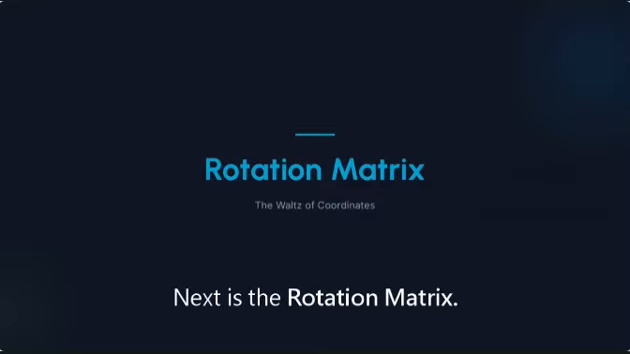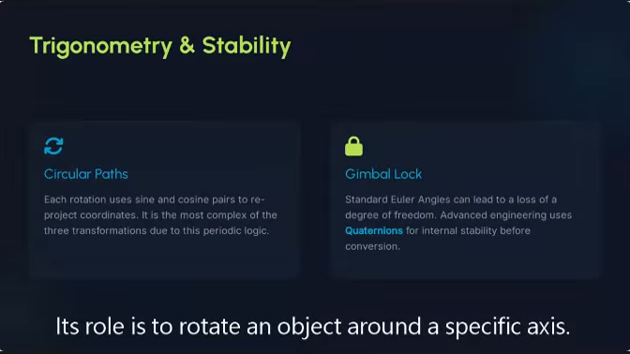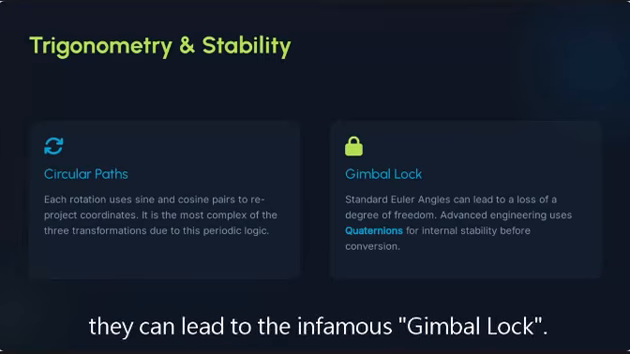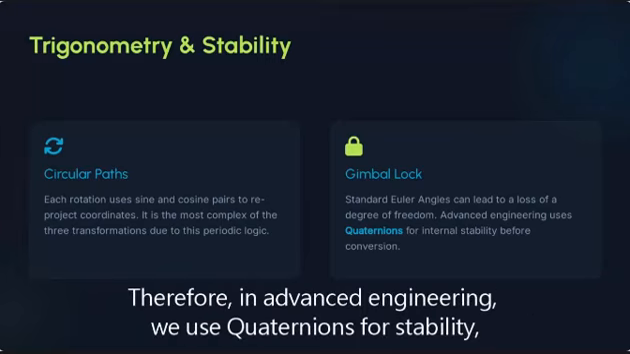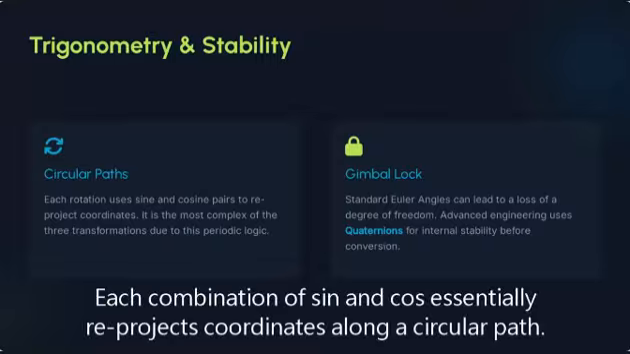Next is the rotation matrix. This is the most complex of the three because it involves trigonometry. It is used to rotate an object around a specific axis. While we often use Euler angles for logic, they can lead to the infamous gimbal lock. Therefore, in advanced engineering, we use quaternions for stability, but they are automatically converted back into these matrices for the GPU to process. Each combination of sine and cosine essentially moves coordinates along a circular path.